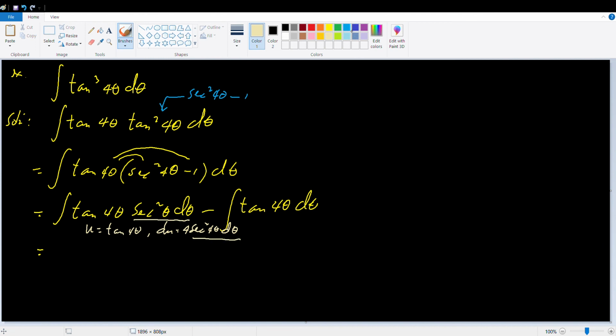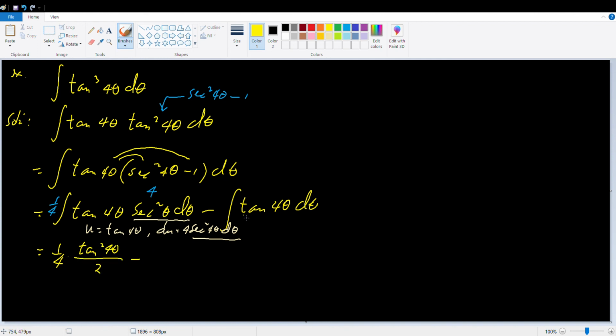What is the missing constant? 4. You write 4, you write 1/4. Simple as that. You need not rewrite that as u and then du over 4, whatever. So that will be 1/4. And then the integral of u du will be u squared over 2. But your u is tangent, so tangent squared all over 2.